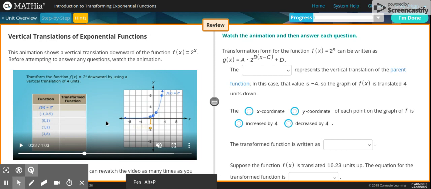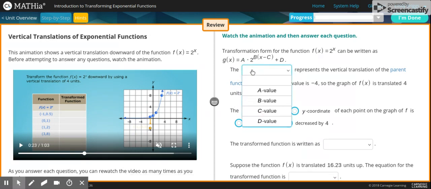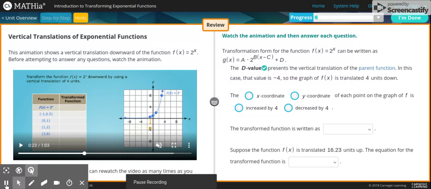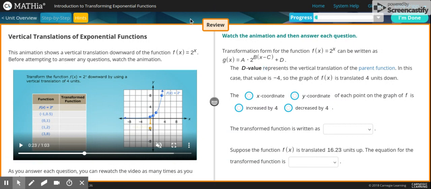Now after they have some of these in there, you have to decide what changes. Is it the a value, the b value, the c value, or the d value? So I'll pause, and the answer is the d value, because anytime the c is in parentheses, it is a horizontal translation left or right. And then the a changes whether it's stretched or compressed.